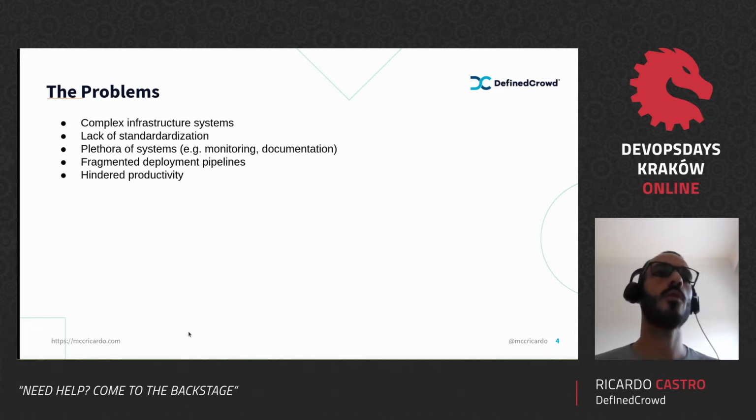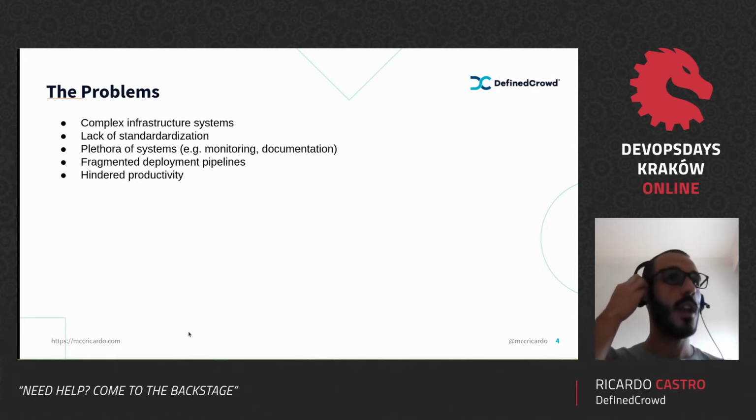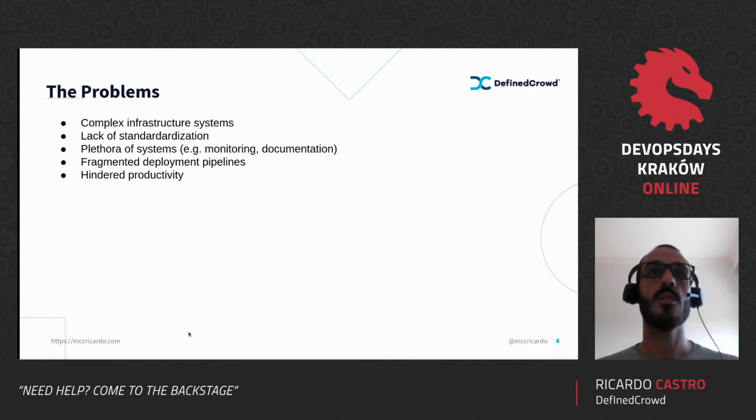Another issue that usually arises with a lack of standardization in complex infrastructures is fragmented deployment pipelines. Because sometimes we lack standardization, different applications are deployed in different ways, and even very similar applications are deployed in very different ways.